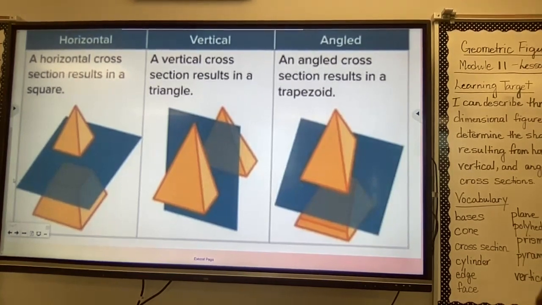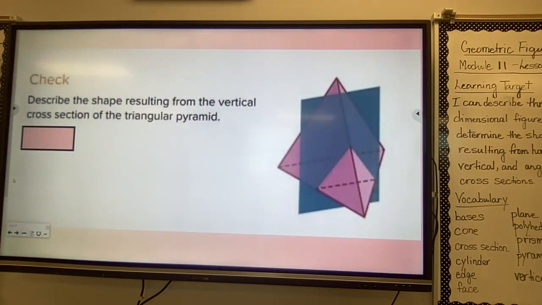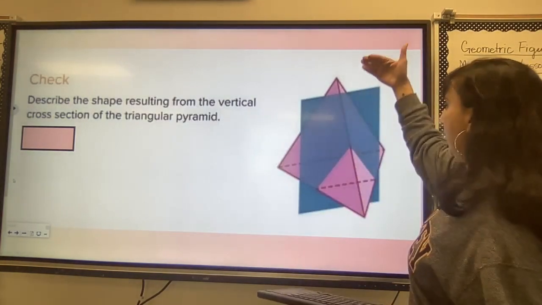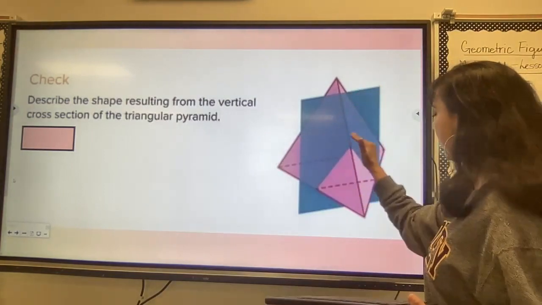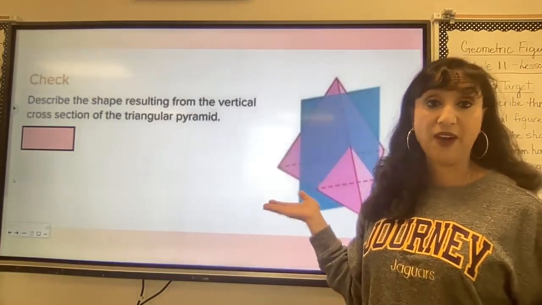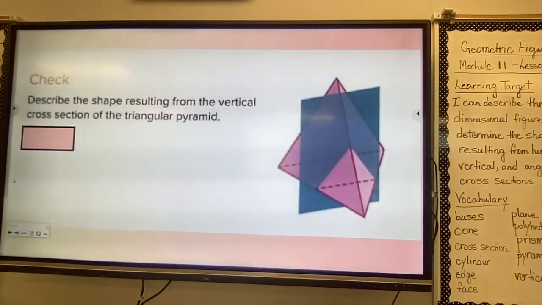Let's look at this one and describe the shape resulting from the vertical cross section of the triangular pyramid. So again, vertical, what do I get there? I get a triangular shape if I find the vertical cross section of a triangular pyramid.